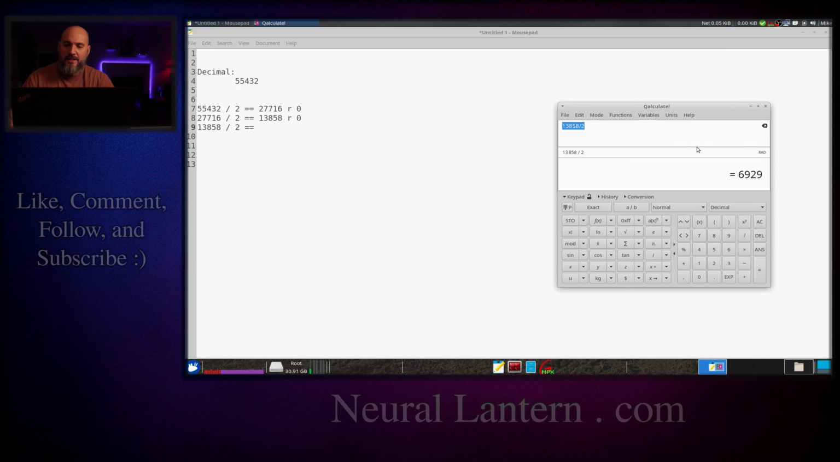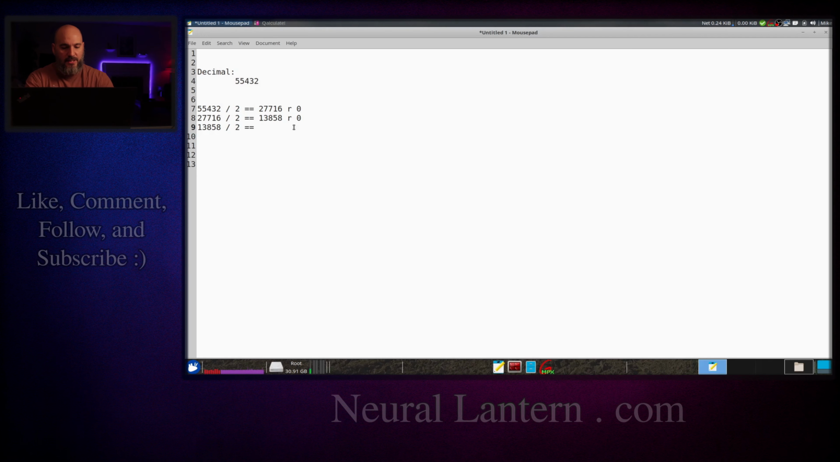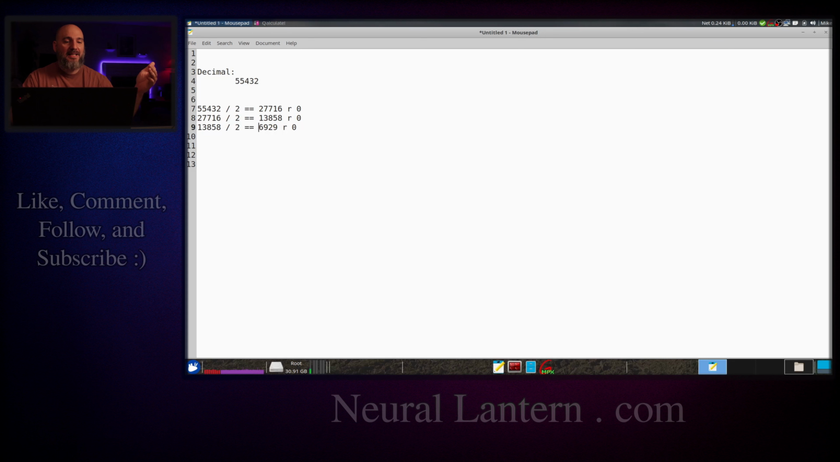Divided by 2, it's 6929. So 6929, remainder what? 858 at the end there was even, so I'm going to say it's remainder 0. That's a lot of 0 remainders. For me personally, I like to space my notepad results out so that everything is lined up. Notice how the R is kind of askew, so I'm just going to hit a space there to make sure everything is lined up.